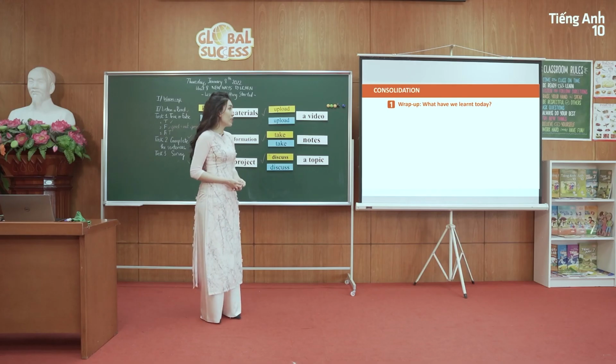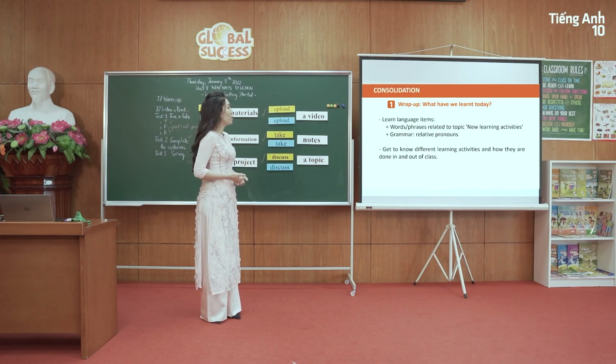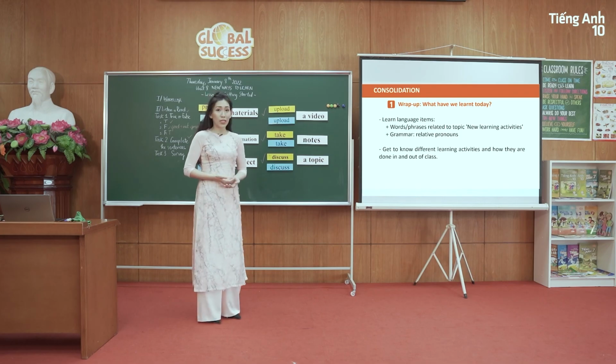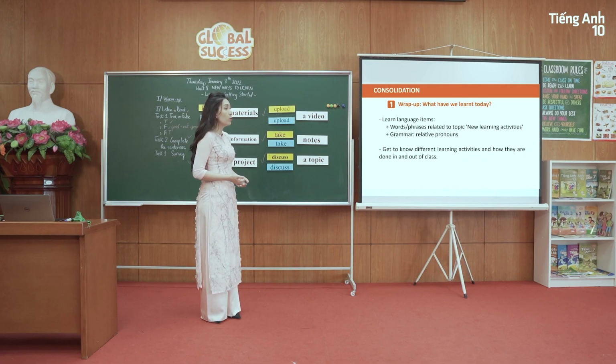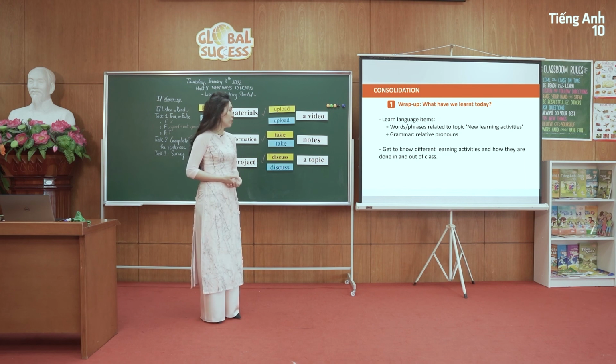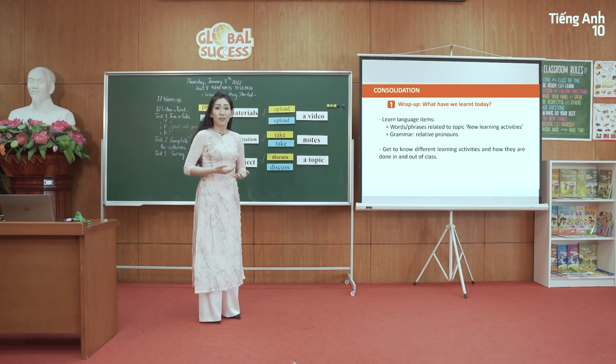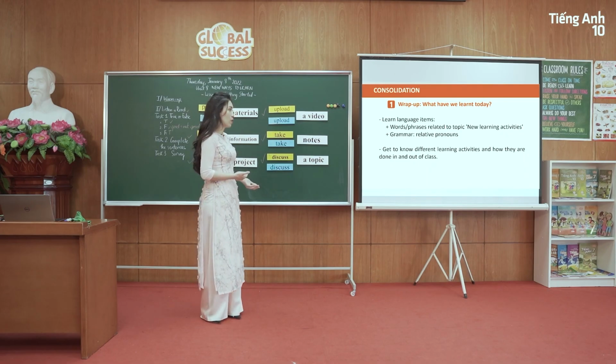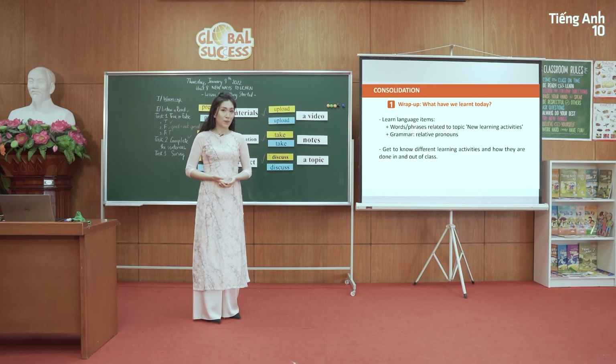So what have we learned today? Today we have learned some language items, words and phrases related to the topic of new learning activities. And about grammar, we have reviewed relative pronouns such as who, which, or that. And you also get to know different learning activities, the 6 learning activities that we have talked about, and how they are done in and out of class.